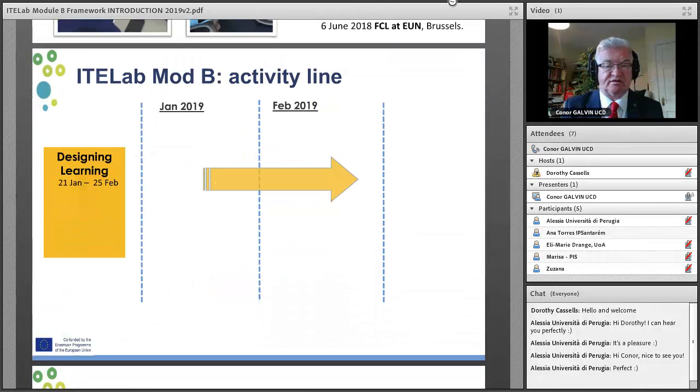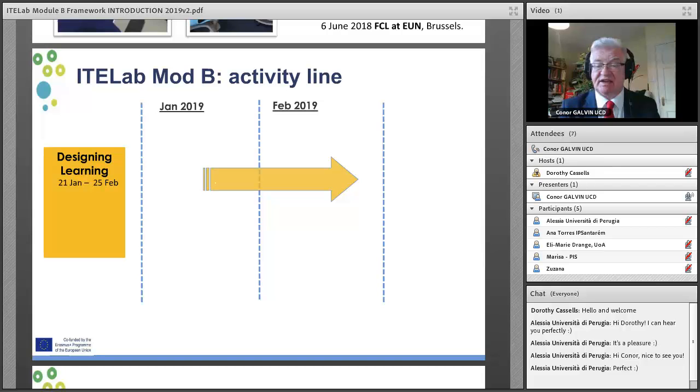So the activity line is fairly straightforward. It's very simple. It's a 6-week block that starts effectively now towards the end of January, runs right the way to the end of February. The official dates are January 21st to January 25th. Now, those are the UCD dates in the sense that we will be running this on Monday evenings. I'm aware that other colleagues will choose to run perhaps Tuesday or Wednesday as suits their local program. That is not a problem.